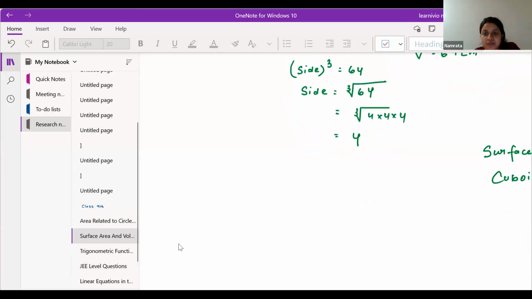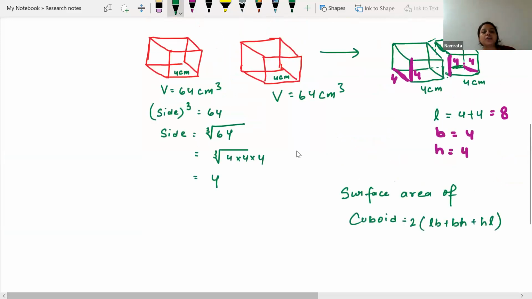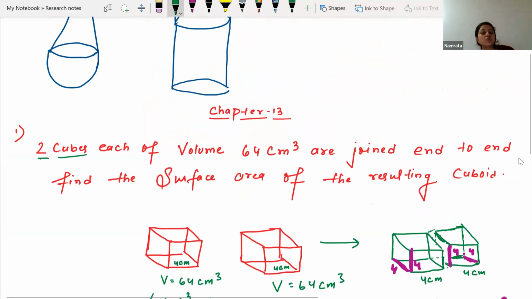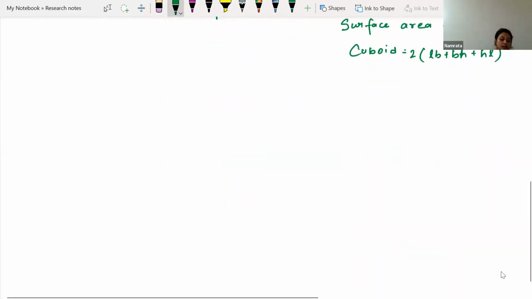Okay. Yeah. It's twice of length times breadth, then breadth times height, then height times length, right? So you can use the formula and find the surface area of the cuboid. So it's 2 into length into breadth, breadth into height, and then height into length. This way you can find the surface area of the cuboid, and that's what we have to find here. Read the question. Two cubes each of volume this one are joined end to end. We have joined them end to end. Find the surface area of the resulting cuboid. We can easily find the surface area of the resulting cuboid. Is it clear? Let's move to the next question.